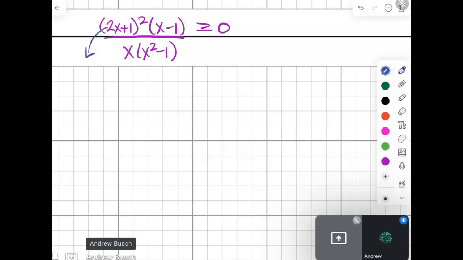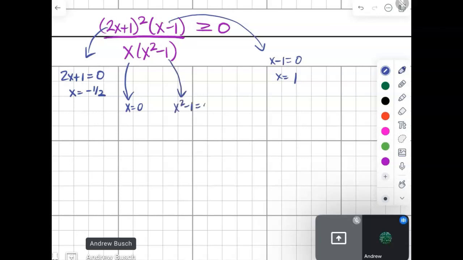So if you set 2x plus 1 equal to 0, you're going to subtract 1 and divide by 2, which is going to give you negative 1/2. If you set x minus 1 equal to 0, you're going to add 1 to the other side and get 1. If you set x equal to 0, you get 0. And if you set x squared minus 1 equal to 0, you would add 1, and then you would take the square root, and then you would get plus or minus 1.